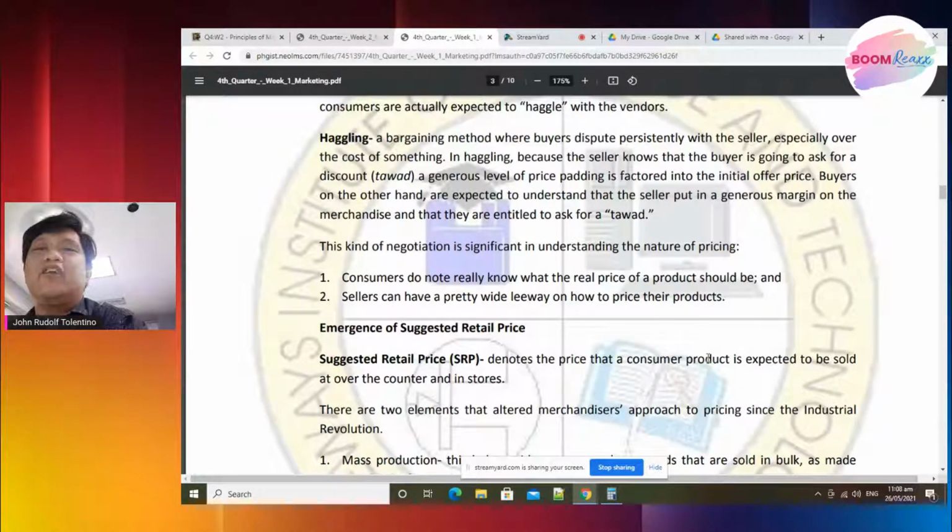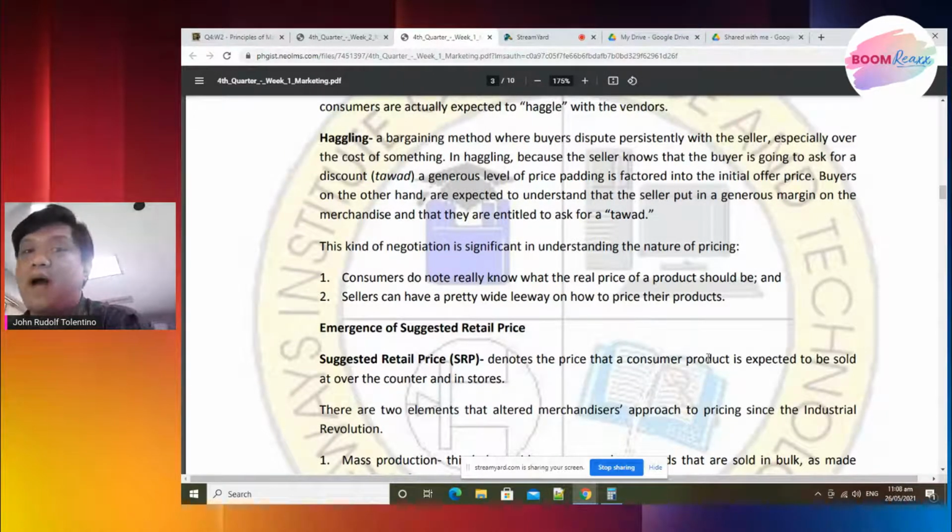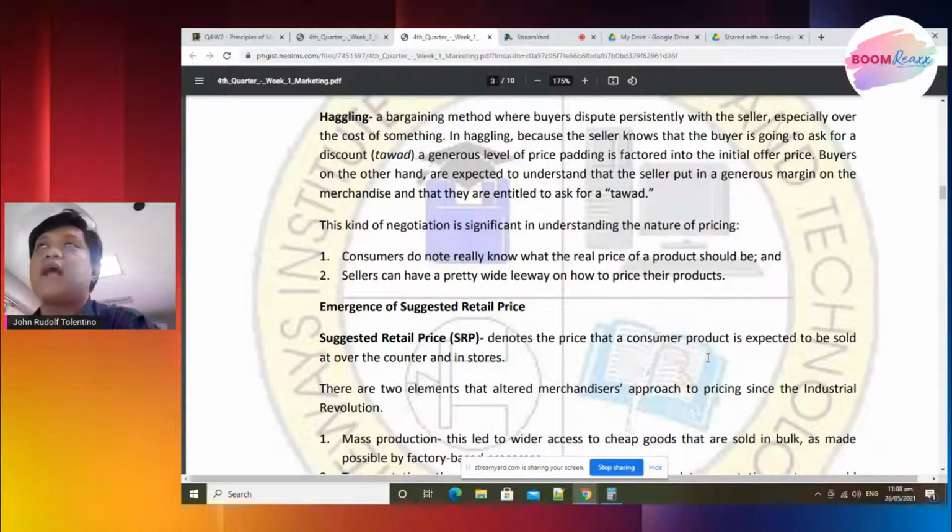So naiintindihan din yun ng mga producer or ng mga manufacturer about sa bidding na ganyan. So that's why they set a price range, okay, na hindi naman dapat sila malulugi ang mga producer natin. At the same time, kung tayo naman yung magkukonsume ng product, wag naman tayong tumawad ng bongga. Kung bakit tayo tumatawad? Kasi we have the idea about a certain kind of price of things. Diba? May idea tayo kung bakit tayo tumatawad.